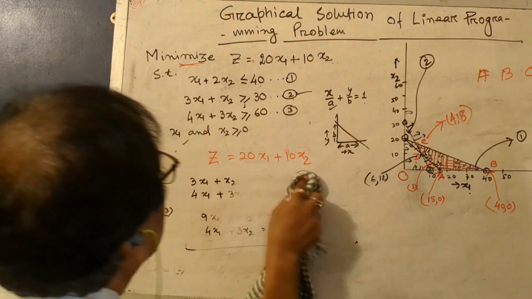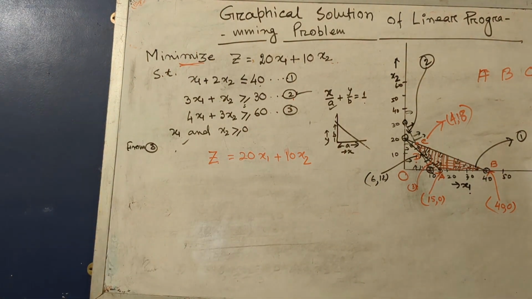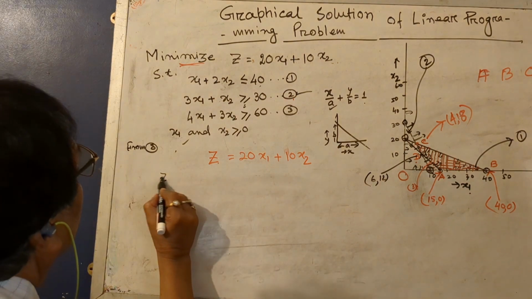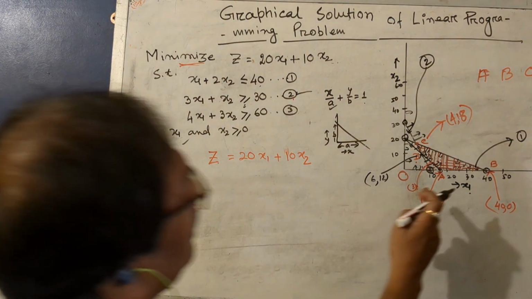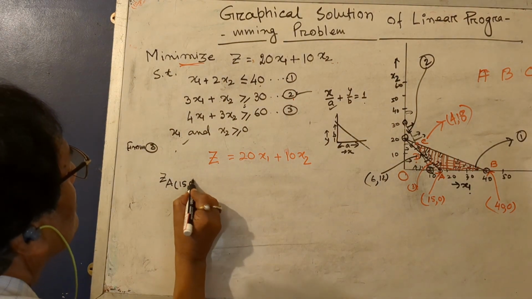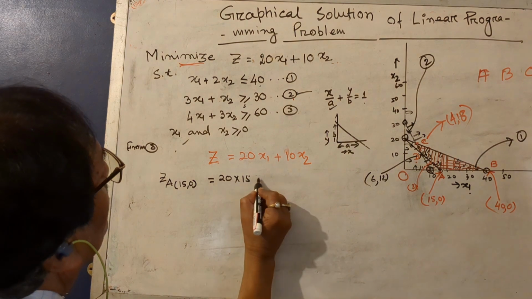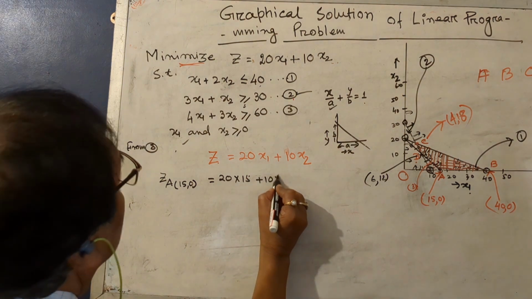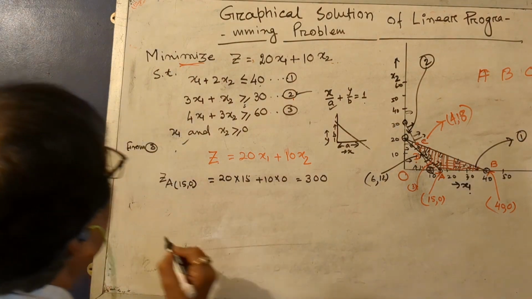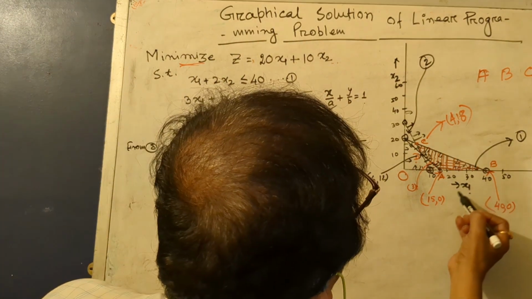Now we find out the minimum value. How do we find it out? First Z at A. What is the coordinate of A? The coordinate of A is 15, 0. Z is equal to 20 into 15 plus 10 into the value of x, which is 0. That is 300. Okay. Now Z at B. What is the coordinate of B? Where is the B?